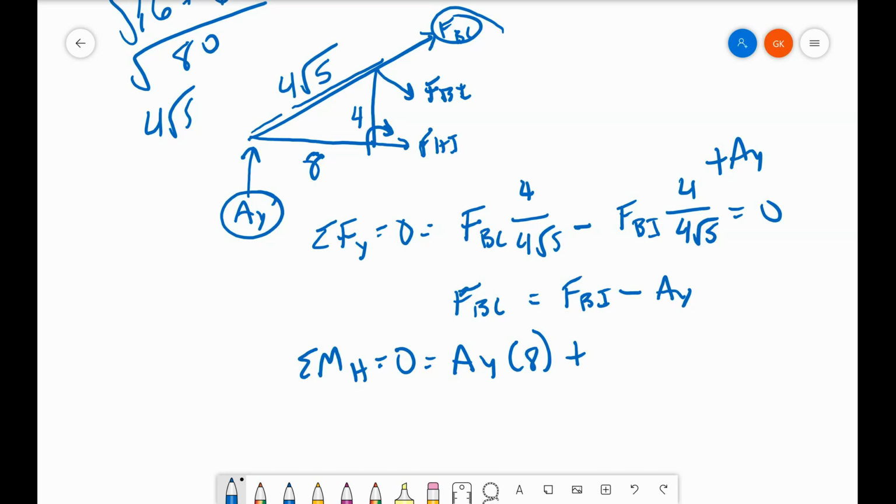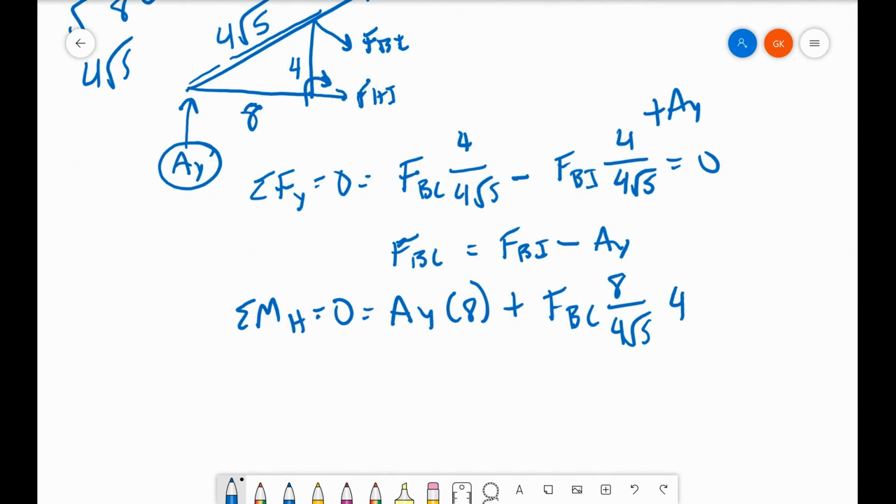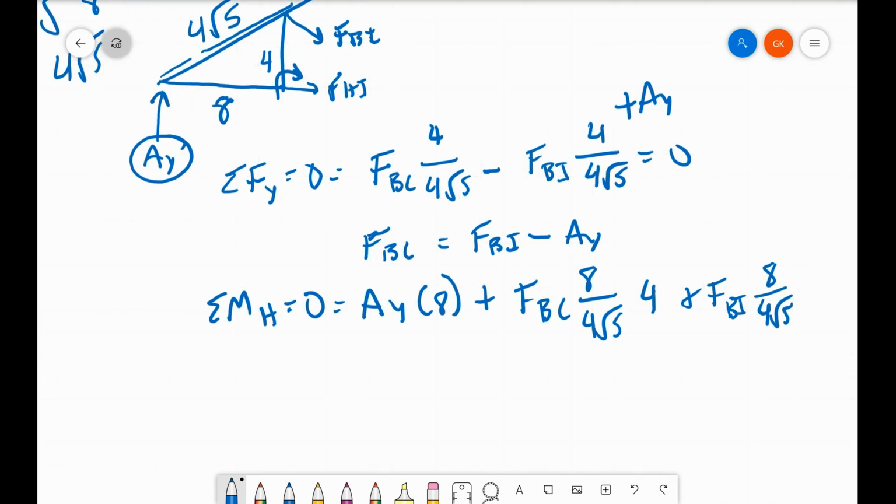So AY times 8 plus FBC times its x component. So that would be 8 over 4 square root of 5. Then times the distance to that point, which would be 4. Plus FBI times 8 over 4 square root of 5 times the distance to that point, which is 4. And it's all equal to 0.